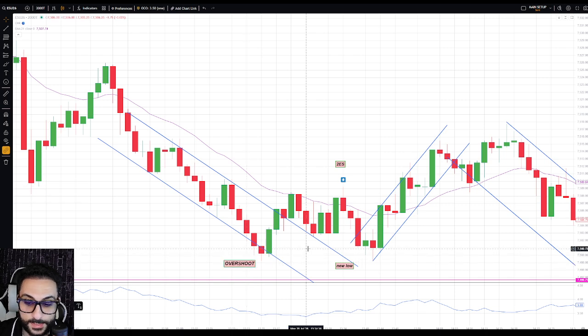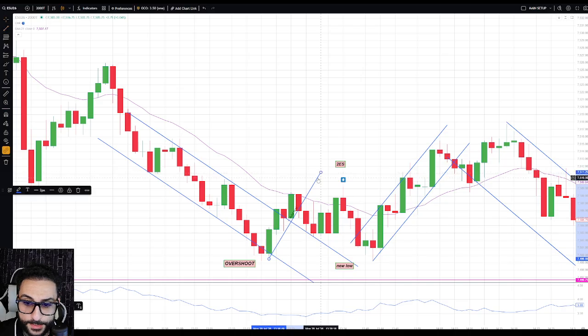Now, usually when something is oversold, it's an indicator that price is going to either have a stronger correction or potential reversal. So we had an uptrend, right? So we need to respect it.